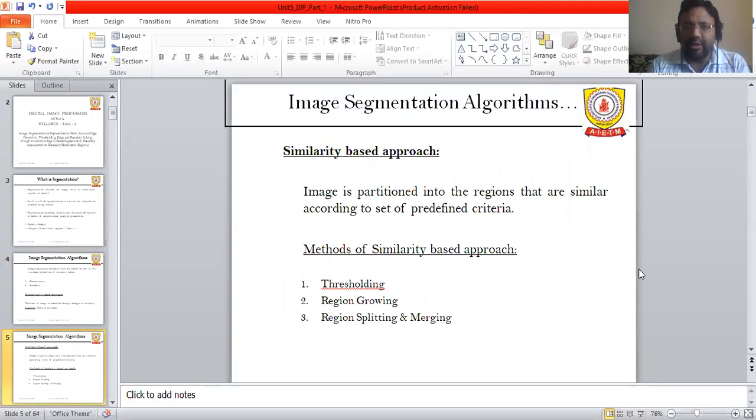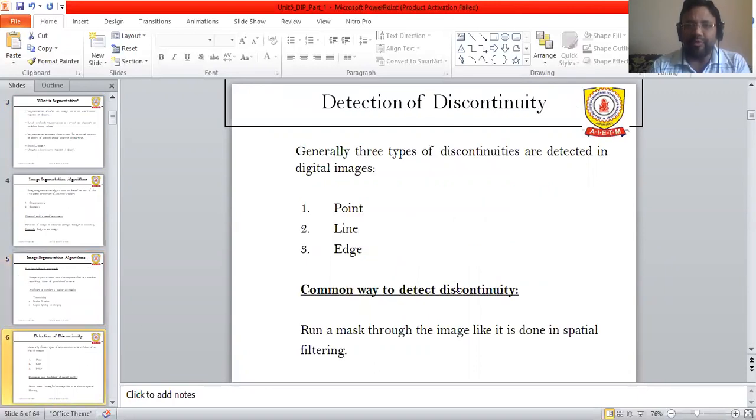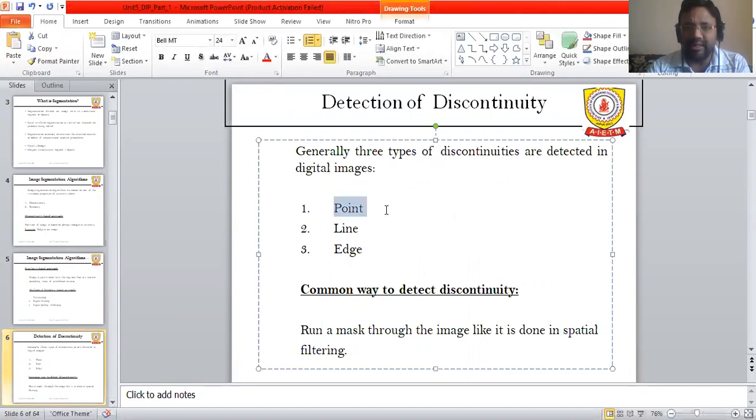In the similarity-based approach, the image is partitioned into regions that are similar according to a set of predefined criteria. Methods of the similarity-based approach are thresholding, region growing, region splitting, and merging. These are the methods that we generally follow for the similarity-based approach. Now, in general, three types of discontinuities are detected in digital images. The first one is the point, second is the line, and third is the edge.